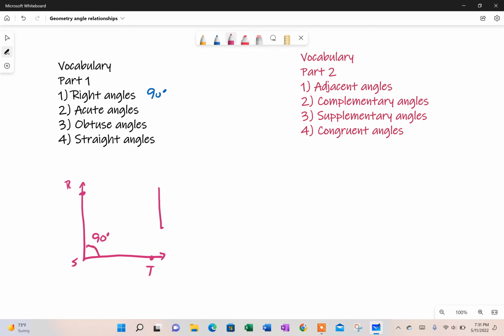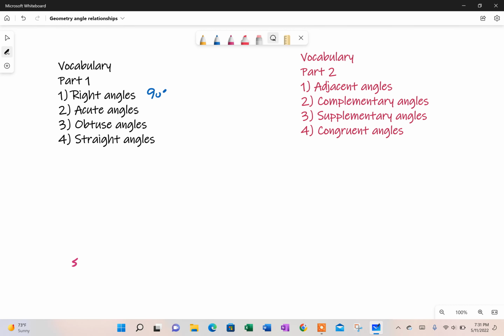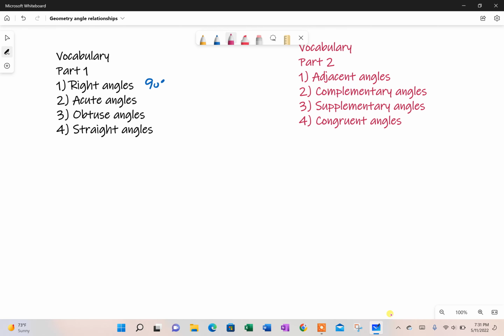Right angles generally, if you see a little square or rectangle there, that means right angle, which is, like I said, 90 degrees. Now, an acute angle is an angle whose measure is less than 90 degrees. By the way, if I'm going too fast, please pause the video so you have time to write down the notes. An acute angle would look something like this, because that is less than 90 degrees.